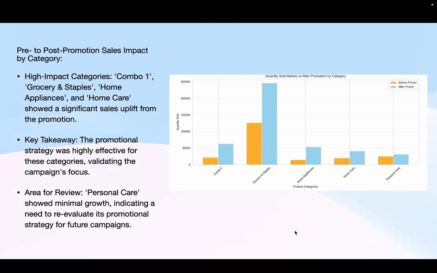So, the key insight here is that promotions drove a strong sales increase for combo 1, grocery and staples, home appliances, and home care. However, personal care was the exception, showing no growth or a slight decline. This tells us our current promotional strategies are not working for personal care, and we need a dedicated plan to understand and fix this.